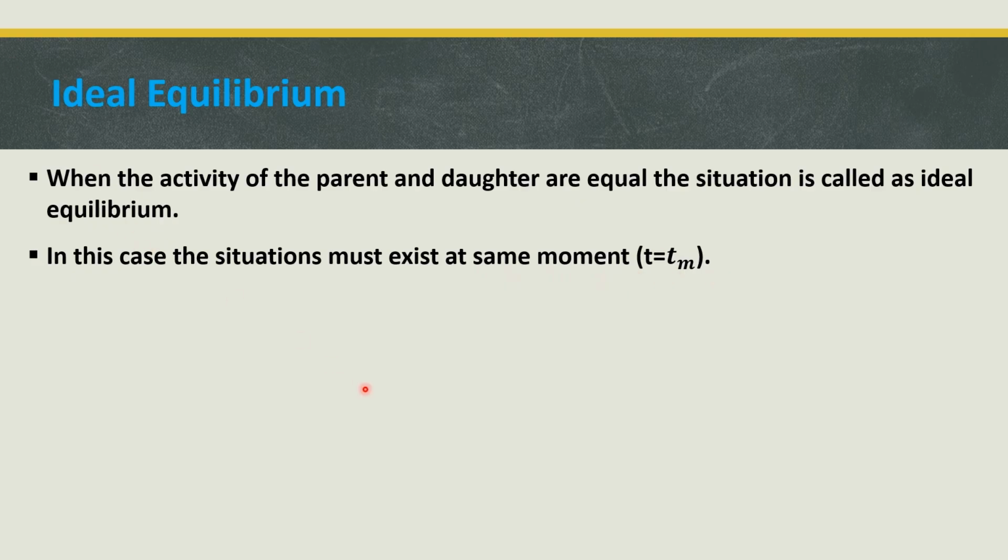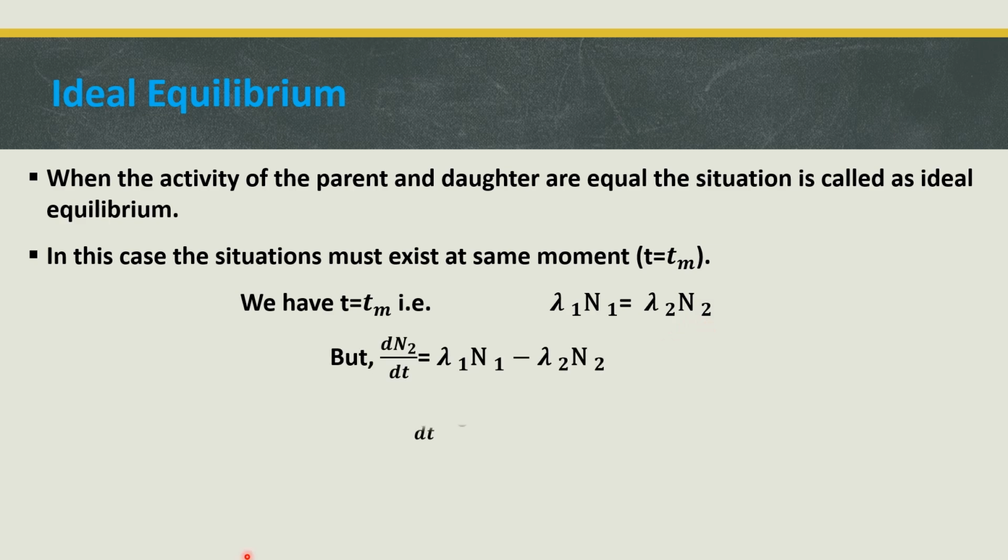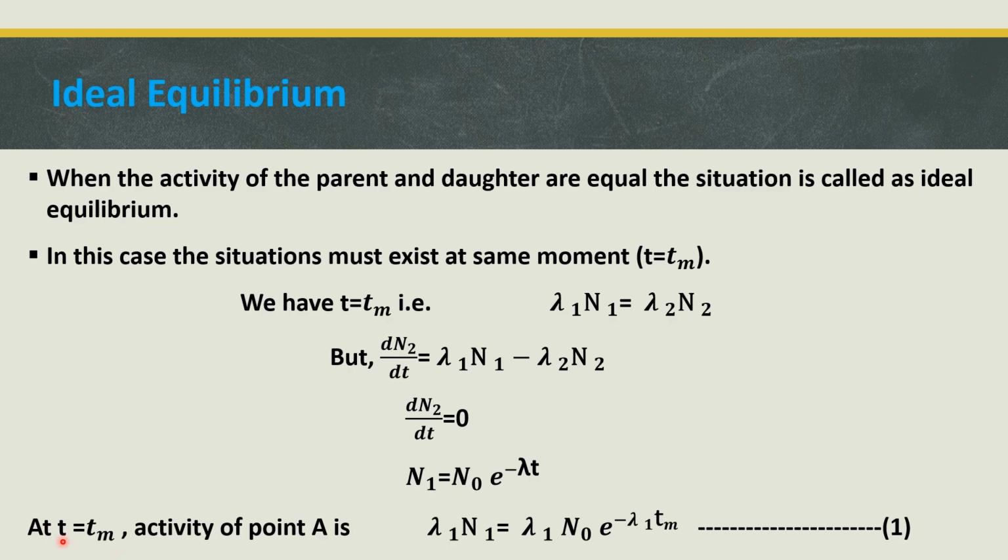So mathematically, we have t equals tm, that is lambda 1 n1 equals lambda 2 n2. But dn2 by dt equals lambda 1 n1 minus lambda 2 n2. But lambda 1 n1 equals lambda 2 n2, so it will be 0. So dn2 by dt equals 0. n1 equals n0 e to the power minus lambda t. So at t equals tm, the activity of parent A is lambda 1 n1, which is lambda 1 n0 e to the power minus lambda 1 tm. This is equation 1.